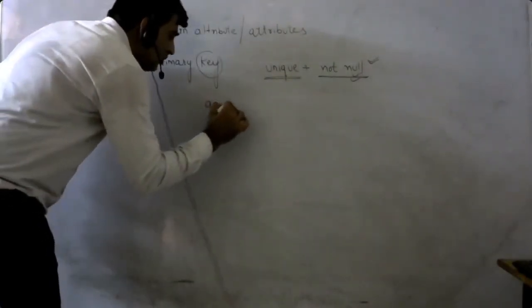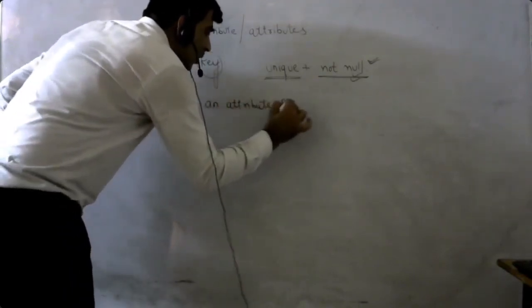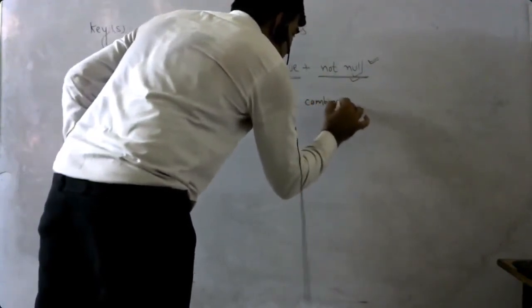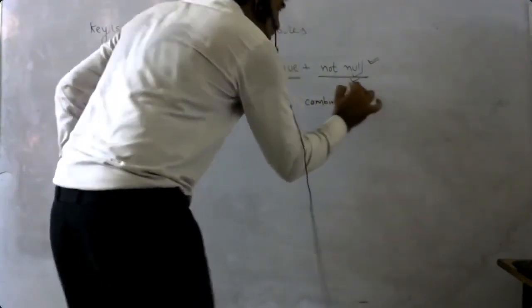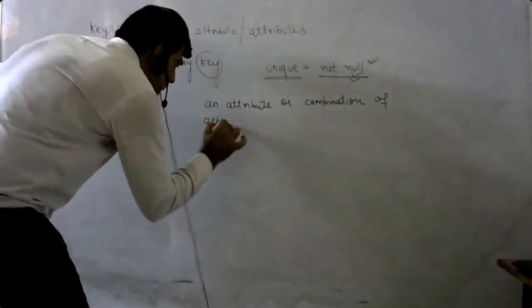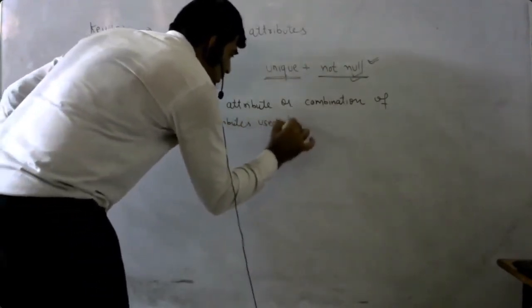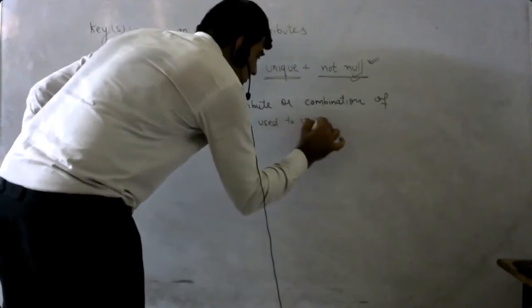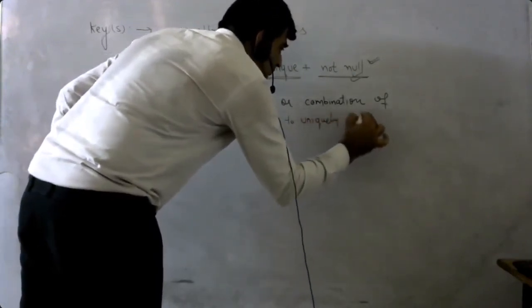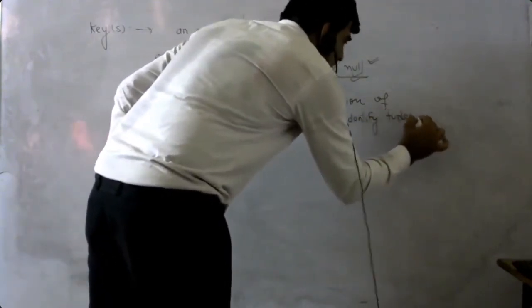An attribute or combination of attributes used to uniquely identify tuples in a relation.